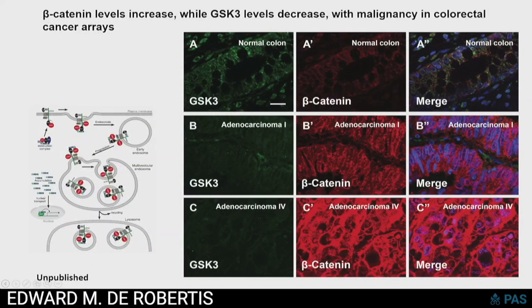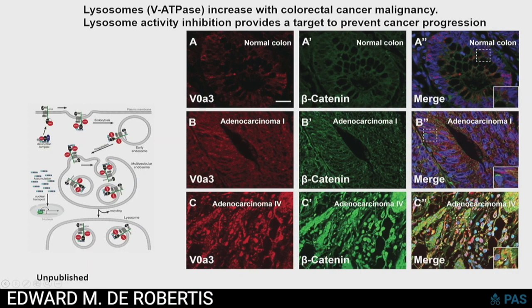So if we look in this slide in the middle column at the bottom, these are histological arrays. The adenocarcinoma in C prime has a lot of beta-catenin. And interestingly, on the left panel, if you look in green, you have GSK3. In normal colon, there is much more GSK3 than down at panel C, so the more malignant, the less GSK3, in agreement with our model that the GSK3 goes into the lysosome where it is degraded. And furthermore, if we now look at lysosomes themselves, the more malignant the tumors, if you compare panel A to panel C on the bottom in red, that's stained for the V-ATPase, which is the enzyme that acidifies the lysosome.